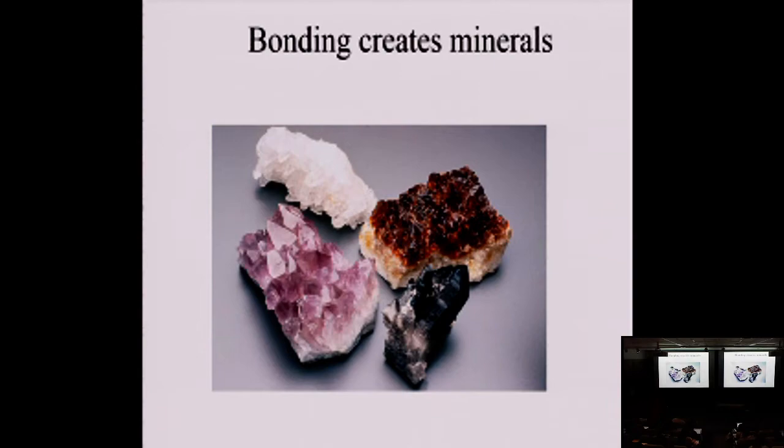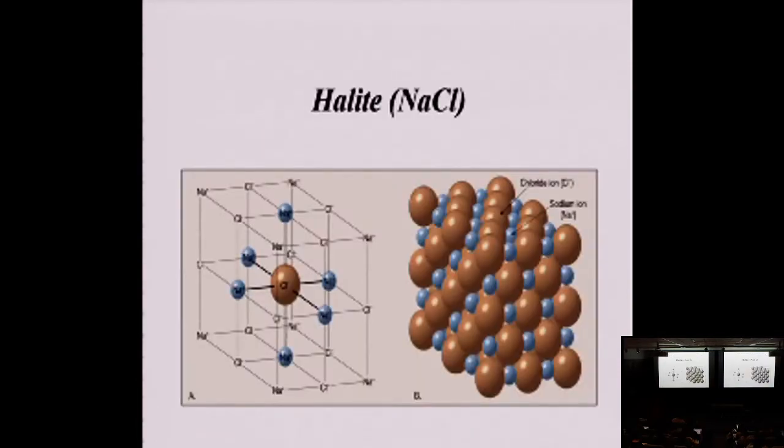And I'll tell you how some of these definitions would break down. So you need a full definition. But bonding creates minerals. Here is the mineral, for example, that you get when you bond that sodium and chlorine together ionically. You get table salt, sea salt, you get salt. The mineral is called halite. And this is what it looks like.